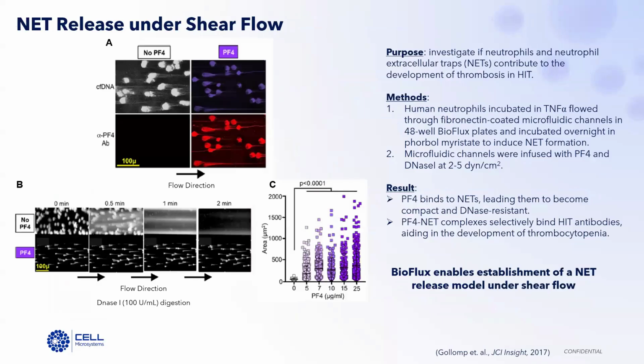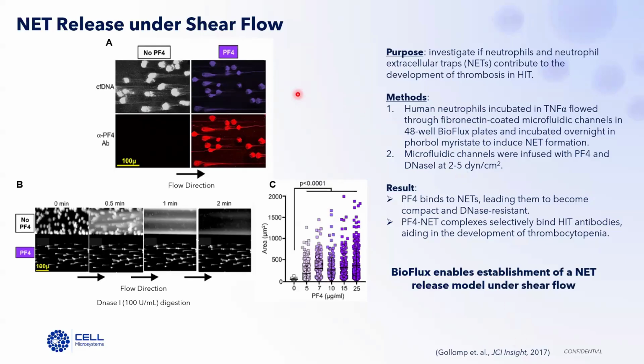Next, we show how the bioflux was used to investigate neutrophil extracellular traps, or NETs, and their contribution to thrombosis in HIT. Neutrophils activated with TNF-alpha were flowed over fibronectin-coated microfluidic channels in 48 well bioflux plates. The neutrophils were then incubated overnight with PMA to induce NET formation. Afterward, the channels were perfused with PF4 and DNase-1 at a shear of 2 to 5 dynes per centimeter square.